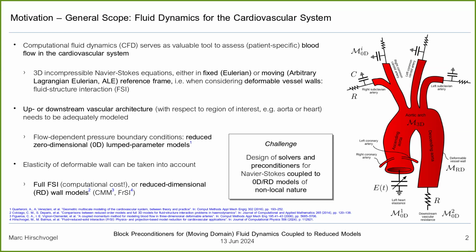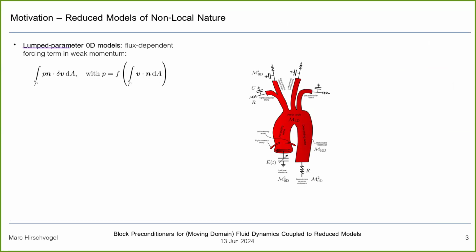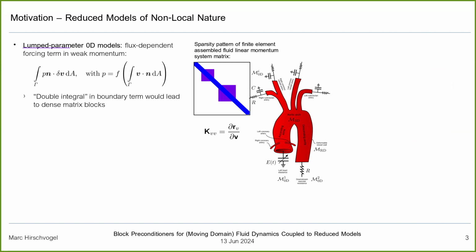So the challenge will be the design of solvers and preconditioners for Navier-Stokes coupled to these kinds of models of non-local nature. What does non-local nature mean here? For example, consider a lumped parameter model. There, in the weak integral of the Navier-Stokes equations, you will get this kind of term here, a pressure which is integrated over the surface. But the pressure itself would be some function of the flux, which is also an integral over the surface. So if you do it in a naive way, you just integrate this in your momentum equation, you will get a double integral in your boundary term and would actually get some very dense blocks in your fluid system matrix depending on the sizes of these reduced boundaries.